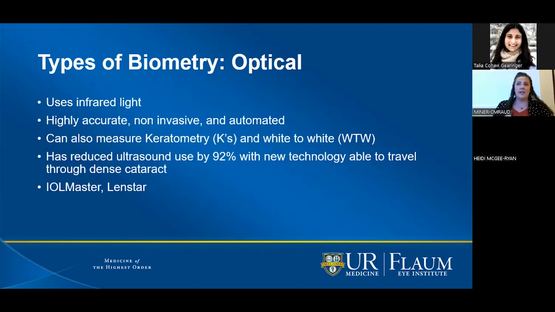When I started in ophthalmology, we were still using contact ultrasound, so this has all progressed since I've been around. The newest optical biometers are really able to get through dense cataracts. One of the downfalls of the original ones was that the light really couldn't get through a dense cataract or dense media, but now it does a really good job of that. It's reduced the need for ultrasound by over 90%, which is great because this is much easier for techs and for patients.